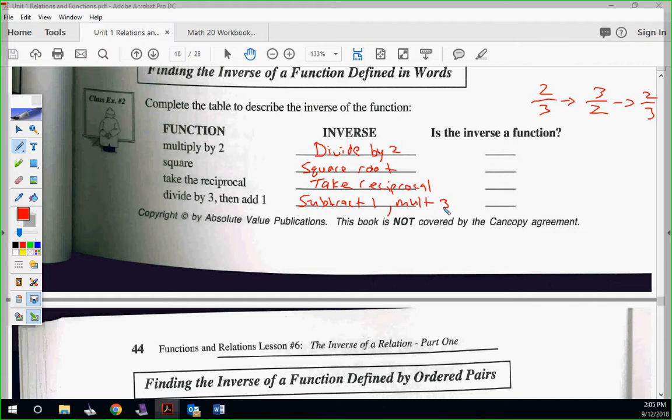Now, of all these, which ones are functions? So if I divide something by 2, is it a function? Yep. If I square root something, is it a function? So now this is the tricky part. When you square root, you technically have to put plus or minus. Right? So let's say that x squared is 25, and I square root, the answer is plus or minus 5, right? So that means I have 2 outputs. So that means it's not a function.